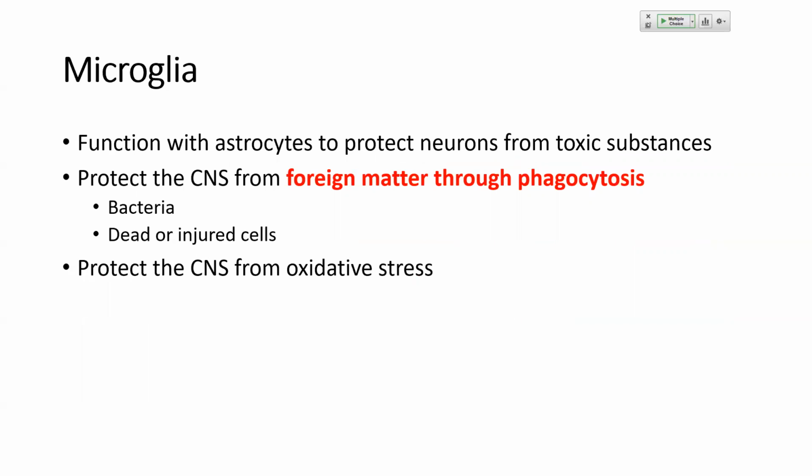And then microglia cells are basically the immune cells of the central nervous system. They function in collaboration with astrocytes to protect neurons from toxic, harmful substances. They also have this phagocytic ability, so they have the ability to engulf foreign particles. If they do make their way into the nervous tissue, they can clean up bacteria or viruses or dead, injured cells or any other type of debris that exists in the nervous tissue. And they also protect from oxidative stress, right? That free radical stress from the mitochondria.